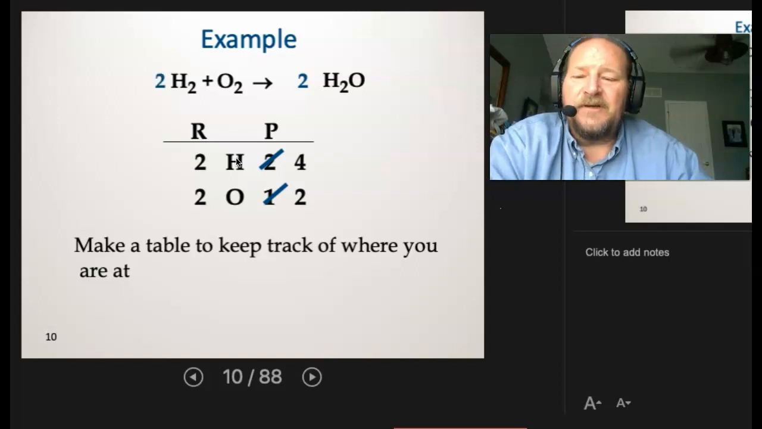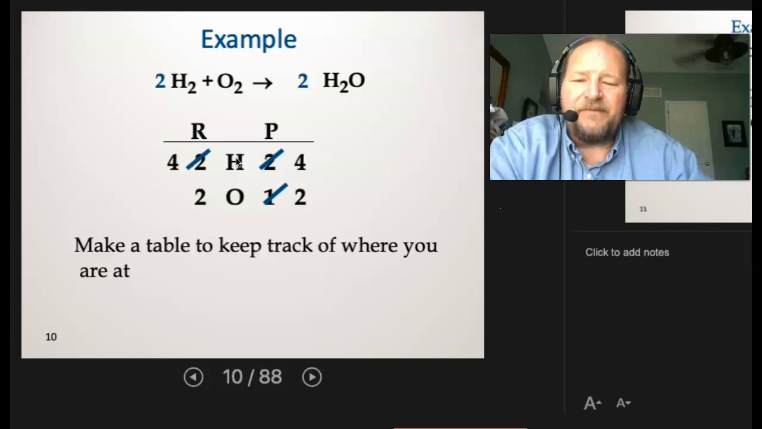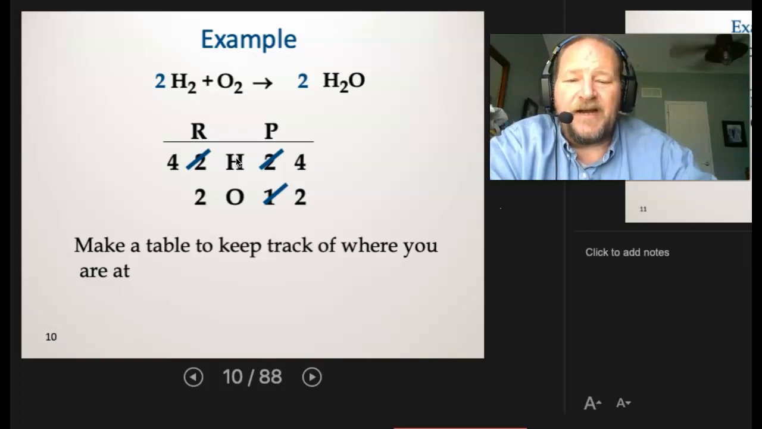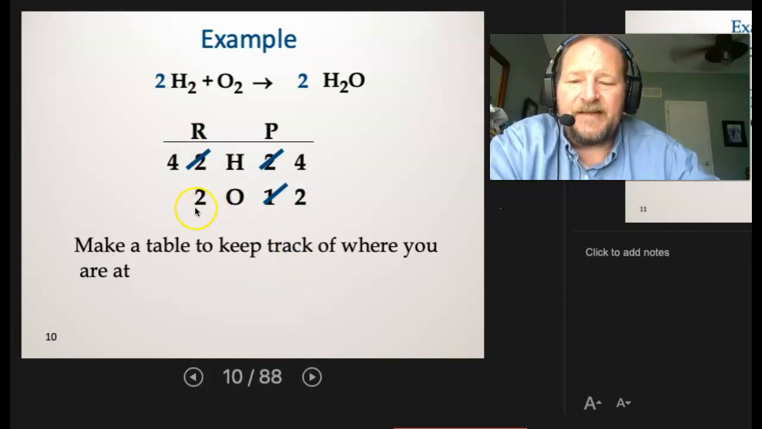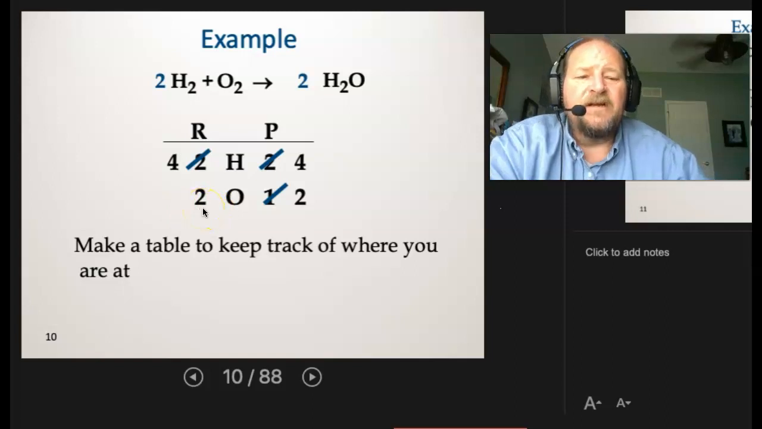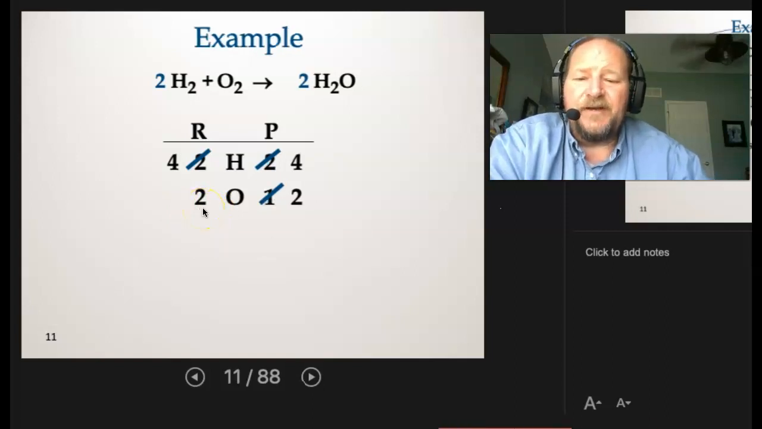Now, in order to get 4 hydrogens on the reactant side, I'm going to put 2 in front of H2. Those 2 multiply each other, and now we have 4 hydrogens on both sides. That 2 does not affect the O2, so I don't need to change the 2 in front of my oxygens on my table. That can stay the same. All right, at this point, we can see we have a balanced chemical equation.